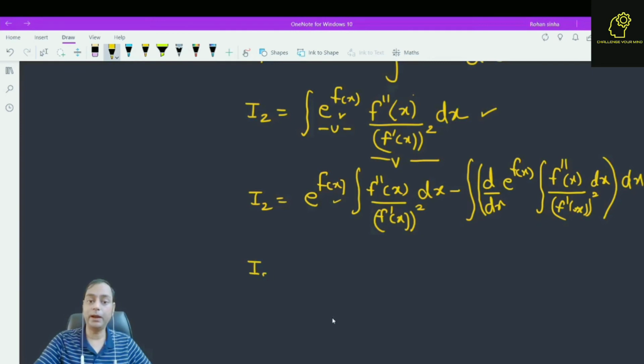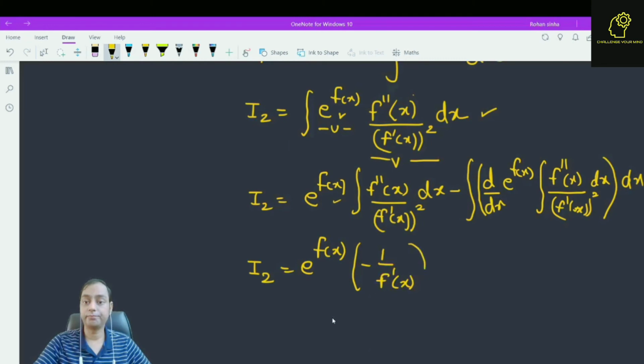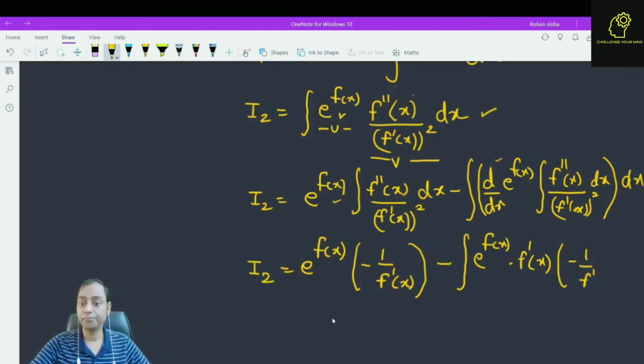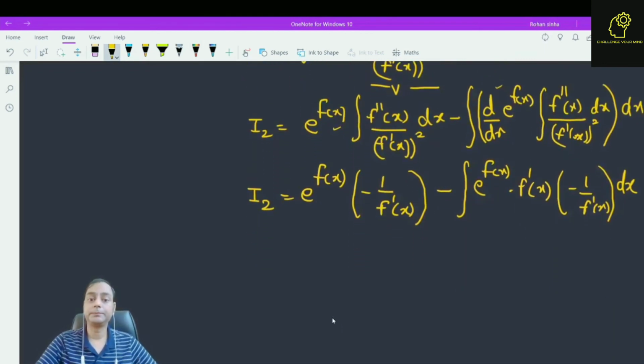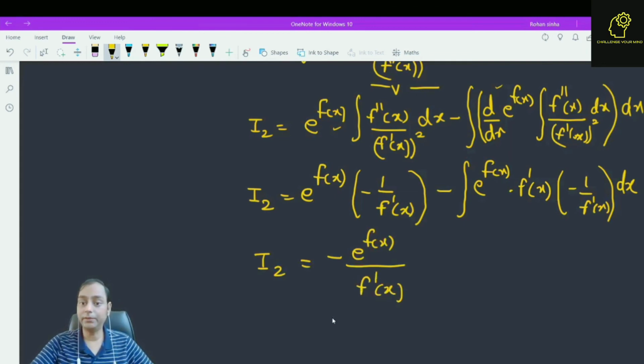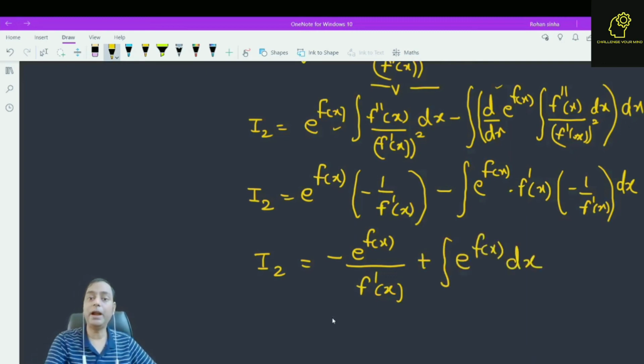So if we calculate this further, we find I2 as e raised to f(x). And what about the integral of this? This is minus 1 by f dash x. And if you calculate this term, what you find? You find e raised to f(x) into f dash x into minus 1 by f dash x dx. So finally what we get, I2 is minus e raised to f(x) whole divided by f dash x, and this f dash x will cancel out, so this is e raised to f(x) dx.